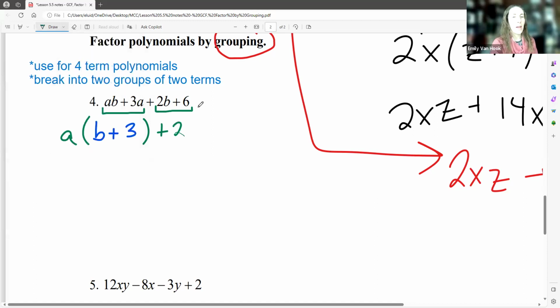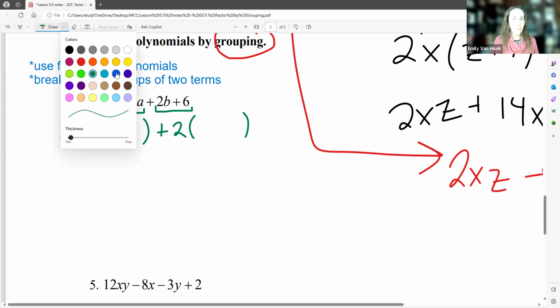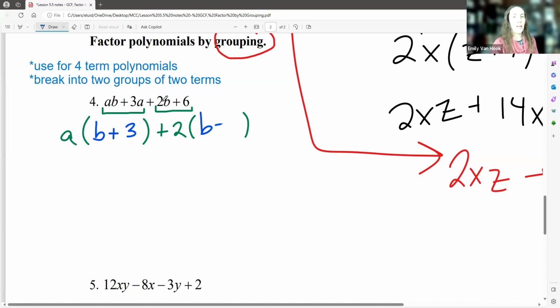Now, something you might not have expected is instead of just writing 2, it is important that we write a plus sign here. So if you're factoring out a negative, we'll write a minus sign. If we're factoring out a positive, we do need to write a plus when we're doing grouping because we'll need it for a later step. So our GCF for our second group is 2. We'll factor out the 2, and then we're left with, let's see, 2B divided by 2 is B, plus 6 divided by 2 is 3.